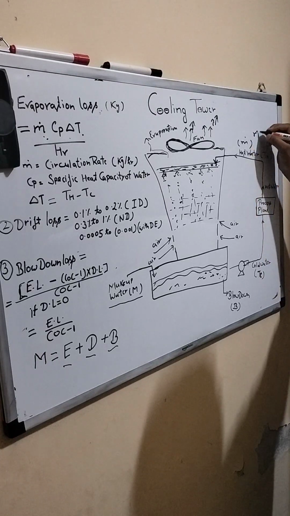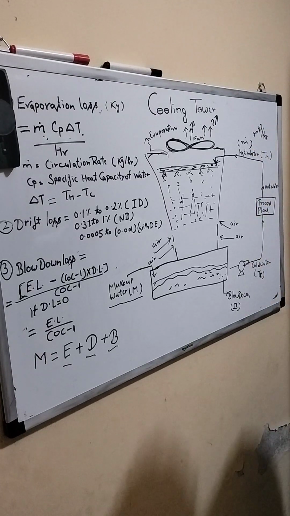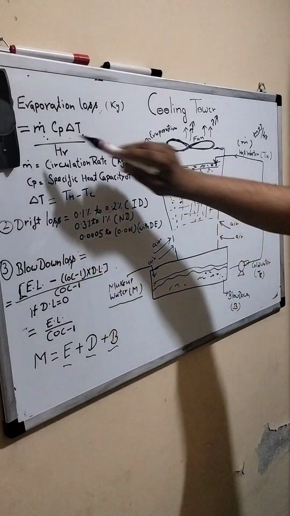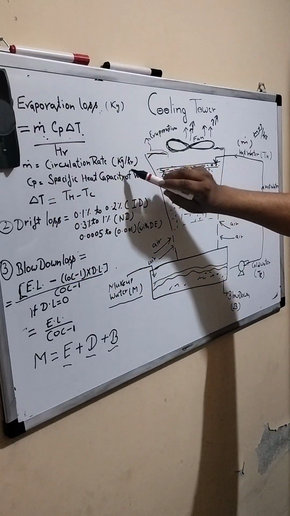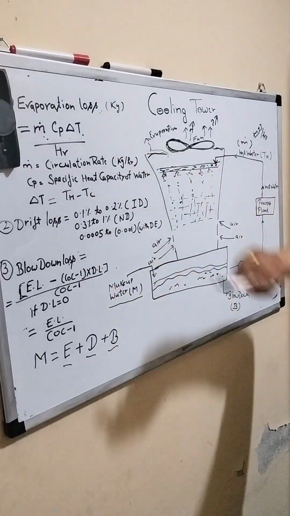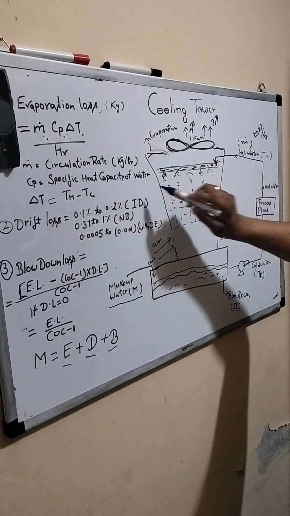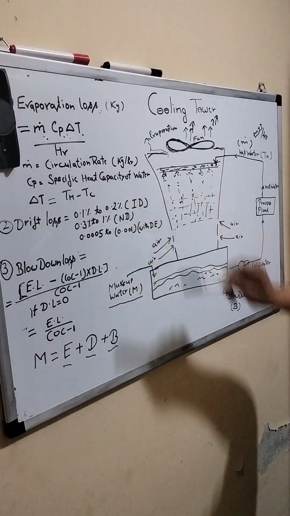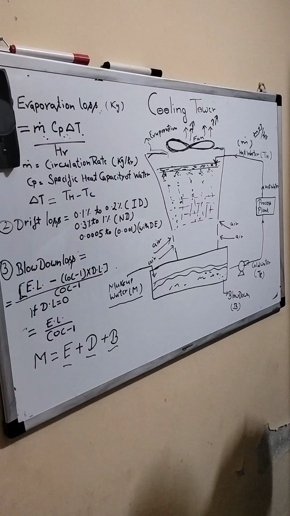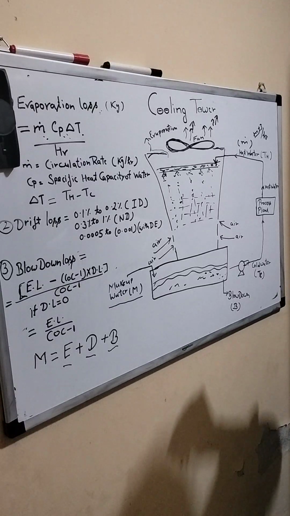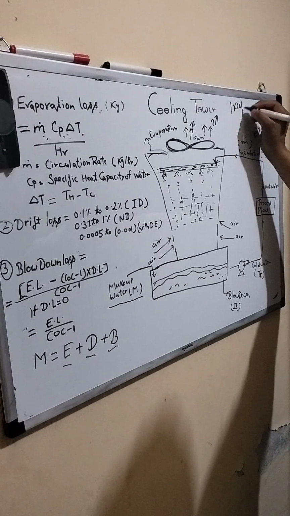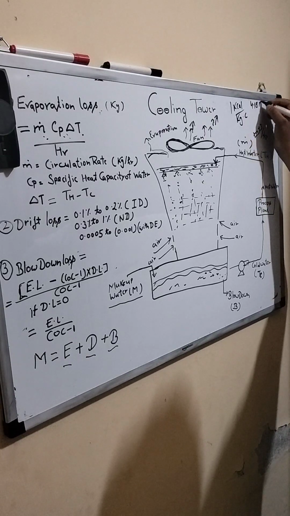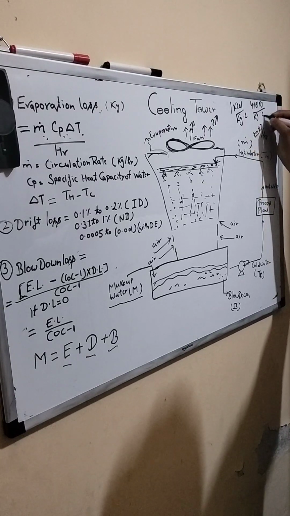It can also be expressed in meter cube per hour. Then you can convert meter cube to kg, so m dot is in kg per hour. Cp is the specific heat capacity of water. Its value is 1 kilocalorie per kg per degree Celsius, or in terms of joules, 4.18 kilojoule per kg degree Celsius.